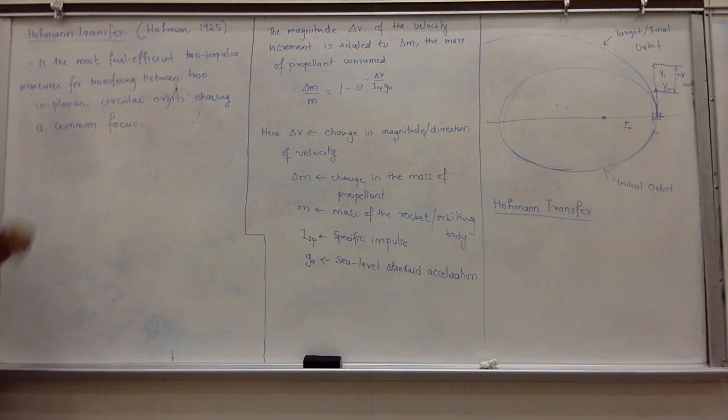sharing a common focus. What does that mean? Sharing a common focus means one orbit is smaller than the other. They have the same center. It's orbiting around the same body.